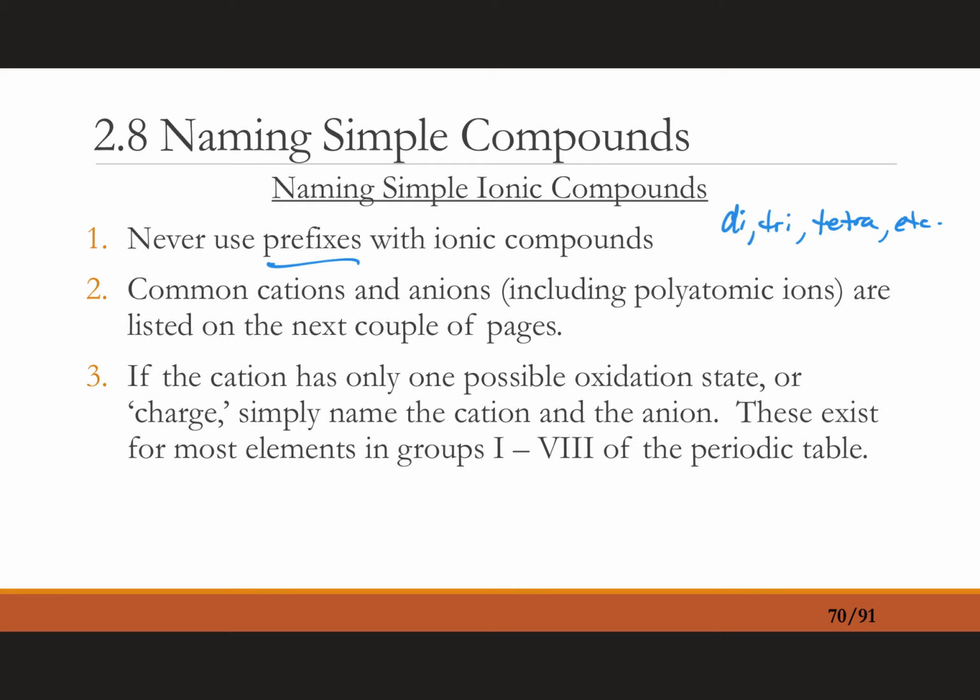Rule 2, common cations and anions, including polyatomic ions, are listed on the next couple of pages or slides. If the cation has only one possible oxidation state or charge, simply name the cation and the anion. So for example, this is just named sodium fluoride.